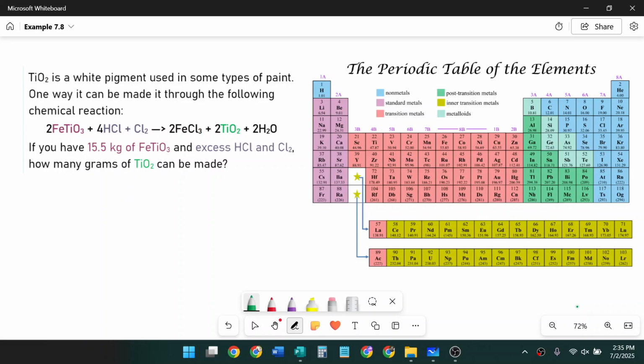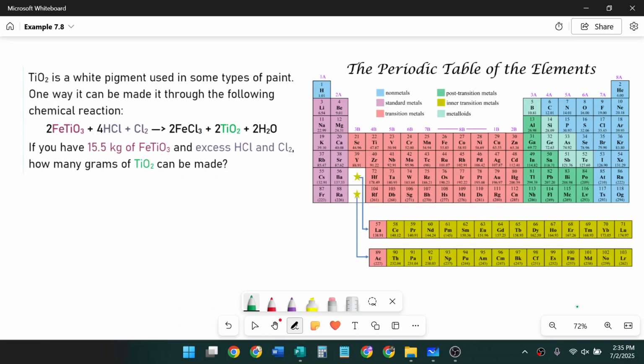relationship of those. So we're going to add up the atomic masses for each of those different chemical formulas so that we can figure out how many grams are in 1 mole of FeTiO3 and how many grams are in 1 mole of TiO2. That way we can skip some stuff later.